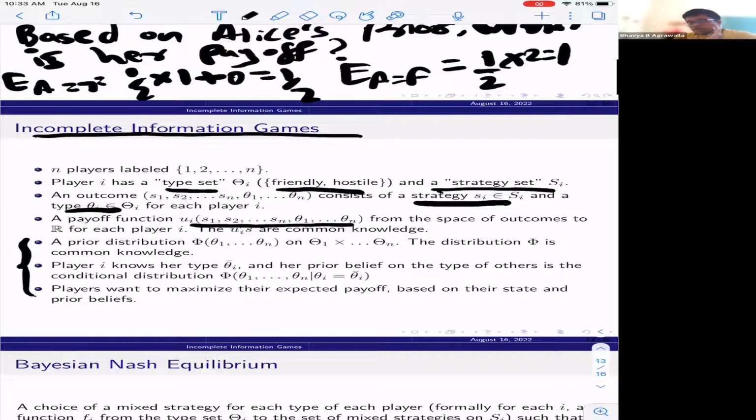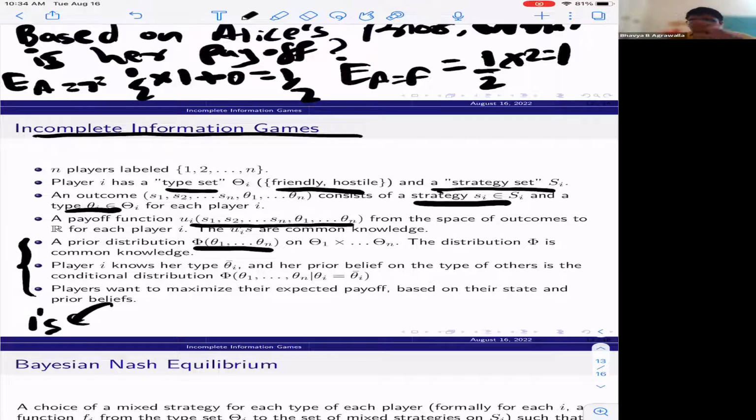Now we get to the part which distinguishes it from a complete information game. The only information that's private to every player here is their type, and all other information is public, it's common knowledge. Only player i knows his or her type, and every other player has a prior belief about what player i's type is. So let's look at the world from player one's perspective. There is a parent distribution, or prior distribution, pi over all possible types.